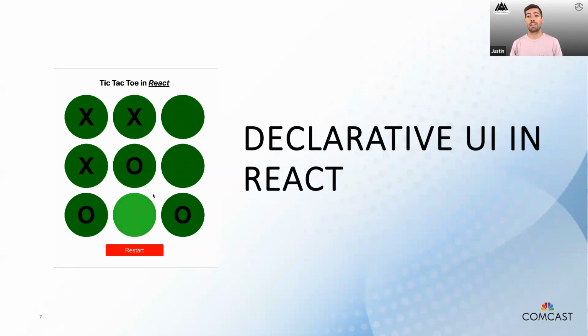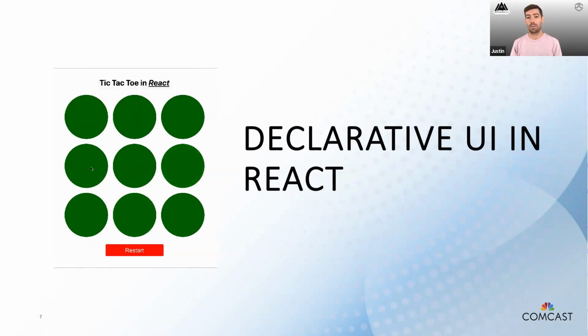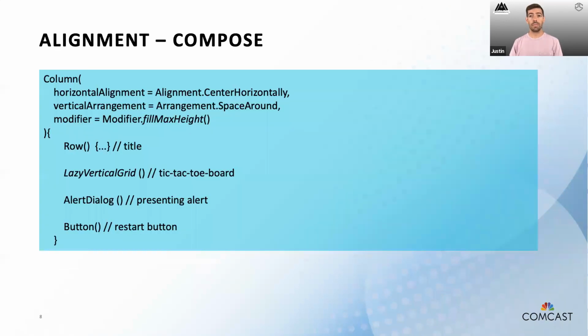So now that you've seen the similarities between what this game looks like in 3 different platforms, 3 different languages, 3 different frameworks, let's take a look at some of the similarities we can share with the actual source code of these applications. So first, we'll take a look at how we handle the overall application alignment. So the overall view of the application itself in Compose.